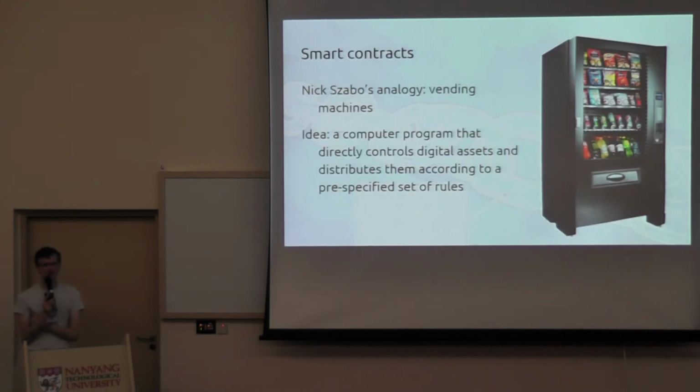The concept of a smart contract was originally created by Nick Szabo back in 1994, and the analogy that Nick Szabo used was vending machines. So, what Nick said is this. Let's take a look at a vending machine. A vending machine is a system in physical hardware that implements basically the rules of an agreement.